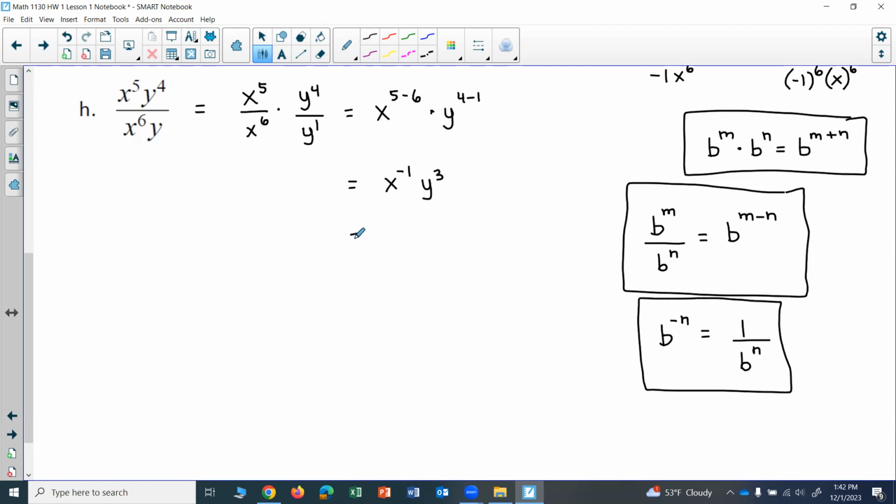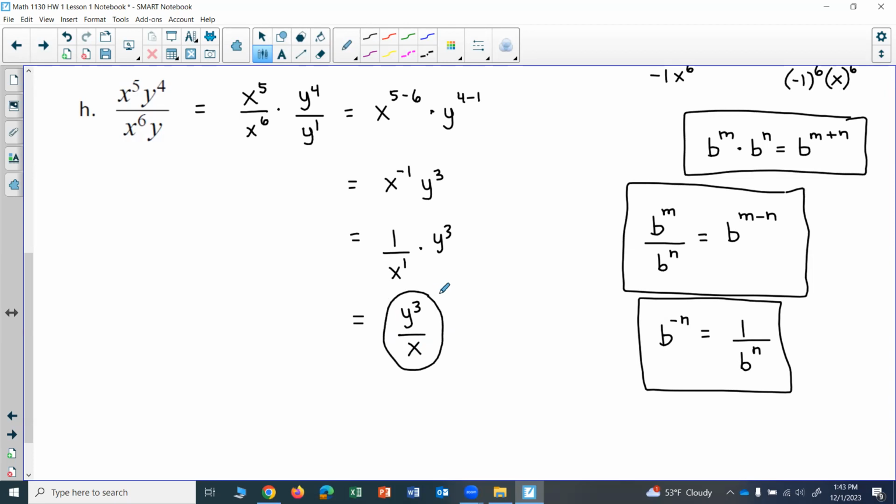So this will become, the x to the negative 1 will become 1 over x to the 1. And I'm multiplying by y to the 3rd. So my final answer will be written as y to the 3rd over x. That would be my final simplified answer.